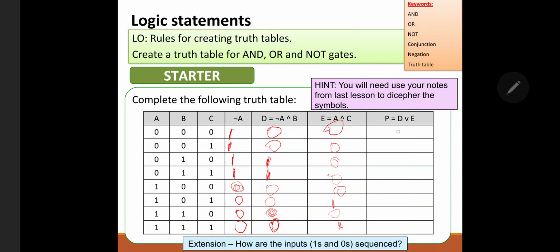So this is 0, this is 0, this is 0, this is 0, this is 0, this is 0. This is 1, this is 0, this is 1. This is 1, this is 0, this is 1. This is 0, this is 0, this is 0. This is 0, this is 1, this is 1, because the rule states at least one of them has to be true in order for it to make sense. This is 0, this is 0, this is 0, this is 0, this is 1, this is 1. And that's it.